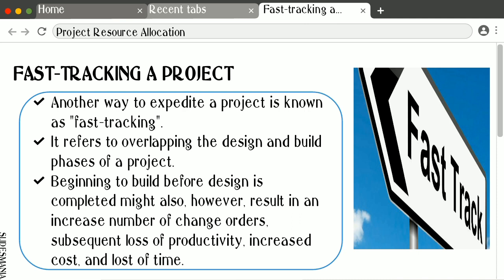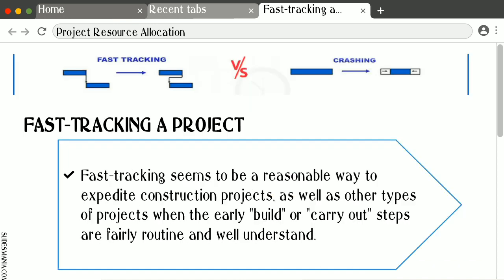Beginning to build before design is completed might also, however, result in an increased number of change orders, subsequent loss of productivity, increased cost, and loss of time. Studies of construction projects revealed, however, that while there were more design changes in fast-track projects, the total number of project change orders was not significantly different than in similar projects that were not fast-tracked. So, fast tracking seems to be a reasonable way to expedite construction projects as well as other types of projects when the early build or carry out steps are purely routine and well understood.